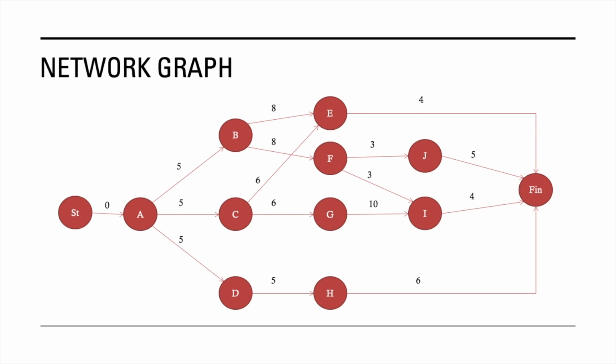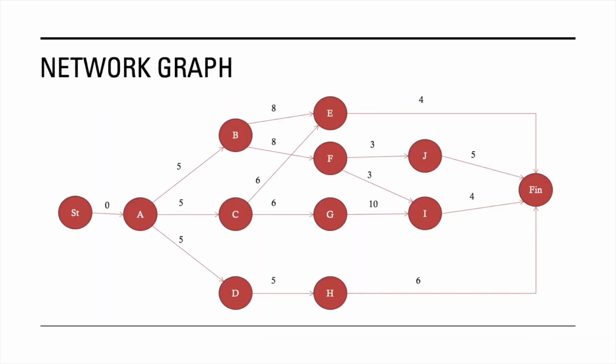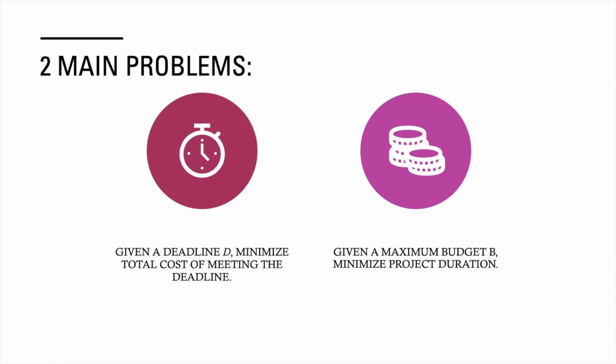What we have here is the graph for the base problem. So I've graphed the problem, and we have this network graph. Given these two problems, what is the best way to deal with these two questions? The best way is via linear programming, which means we need to define some variables and come up with a linear program so that we can achieve these two requirements.